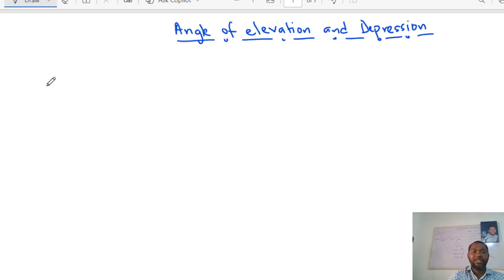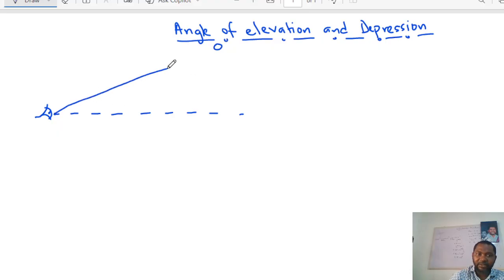Angle of elevation is the angle between the eye level and a line joining the eye and an object above the eye. Let's say this is the eye and this is the eye level. The eye level is a horizontal line. This is an object above the line, above the eye. This is the line joining the eye to the object. So that angle that is formed is what we call the angle of elevation. This theta here is called angle of elevation.